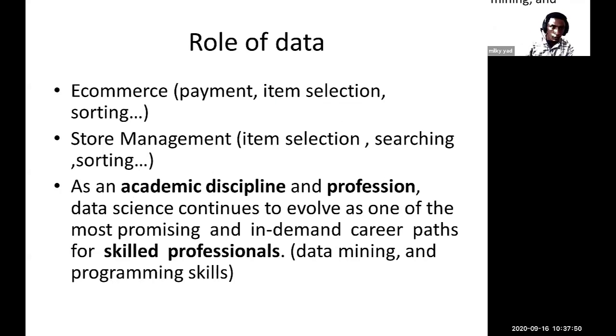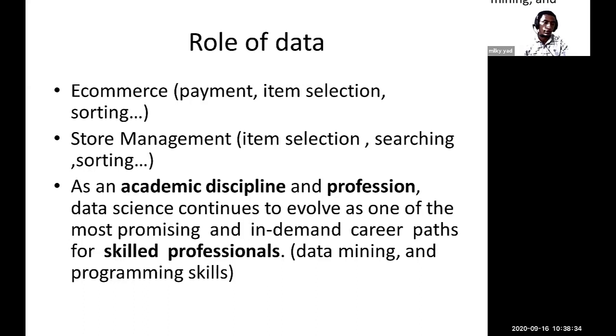So what is the main role of data science in different disciplines? For example, let us assume e-commerce. E-commerce means electronic commerce, that means performing different commerce activities using the internet. For example, buying different things using the internet, we call it e-commerce. It has different concepts. For example, we can consider Amazon.com. I think you know about Amazon. Yes, Amazon is the biggest market in the world.